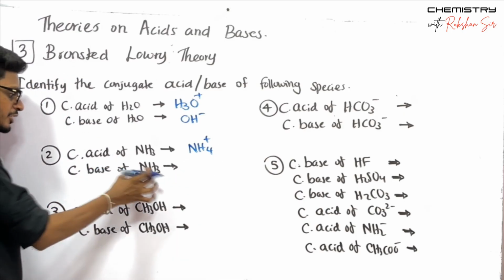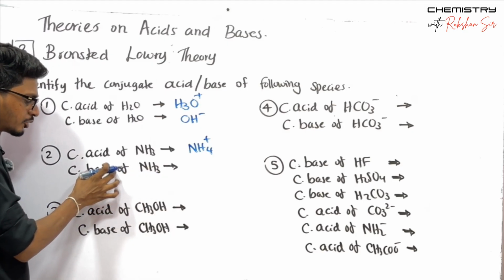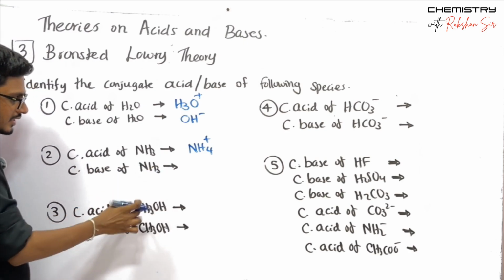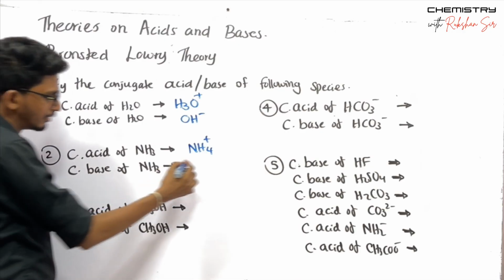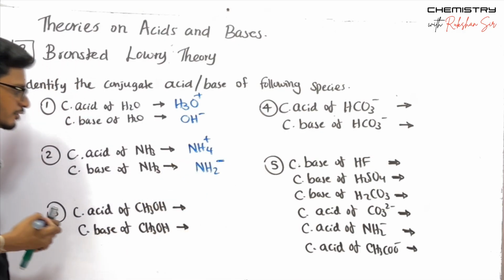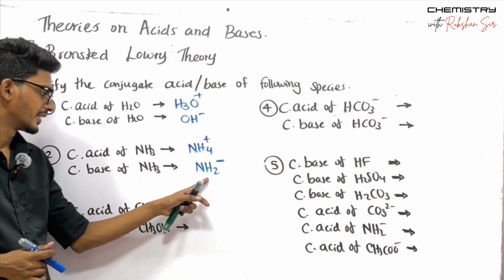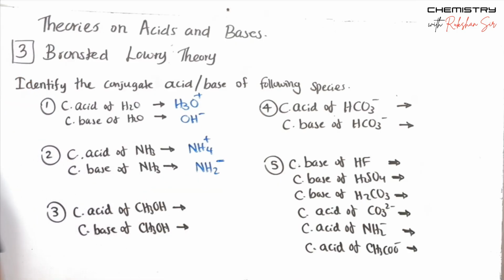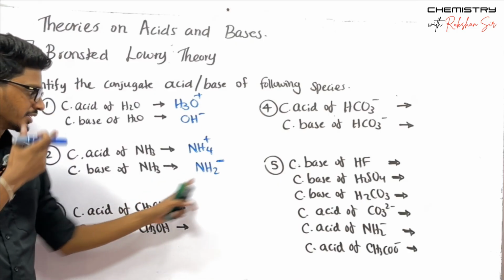Conjugate base of NH3. Base means we write the species with fewer H pluses. So just remove an H plus from this one. NH3 removing H plus will give you NH2 minus. We are removing H plus, so NH2 minus. The difference between the two should be just an H plus.